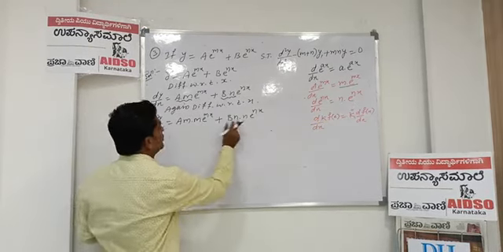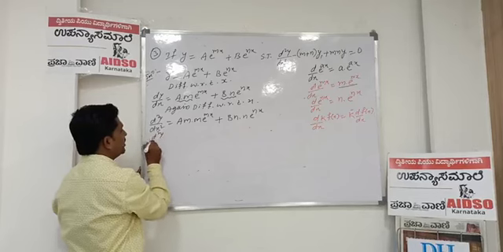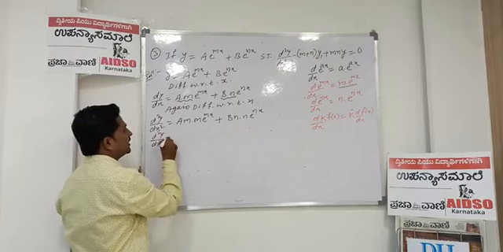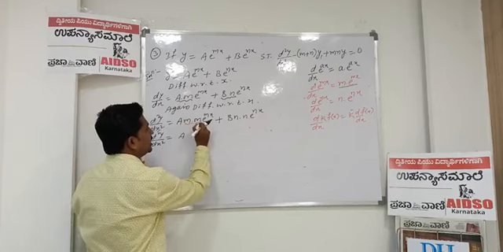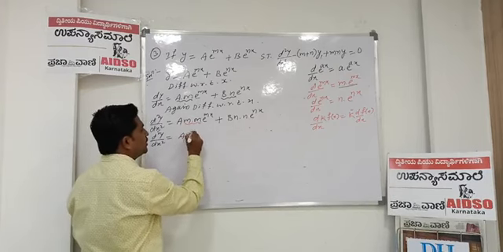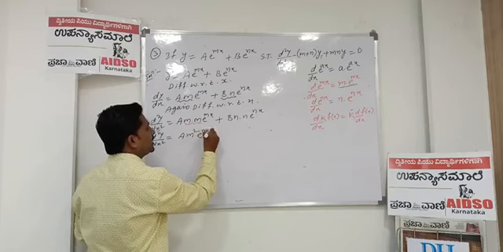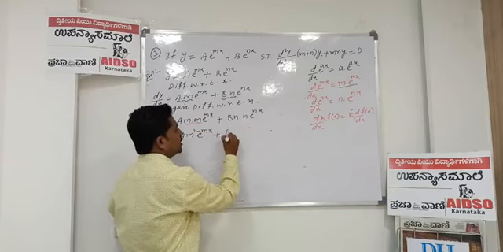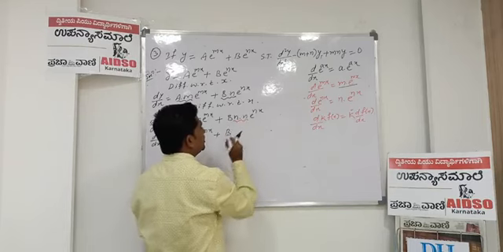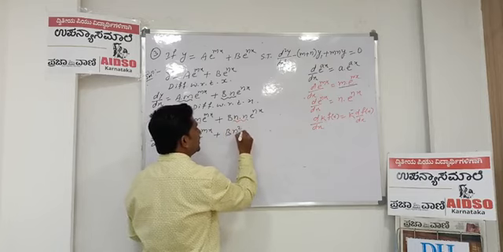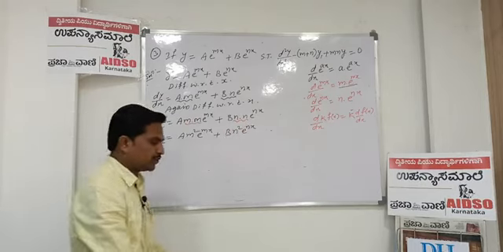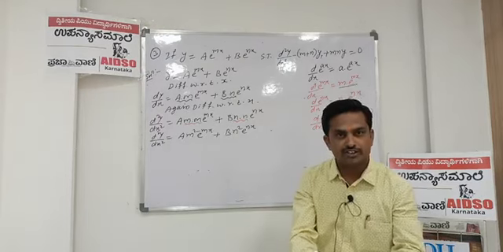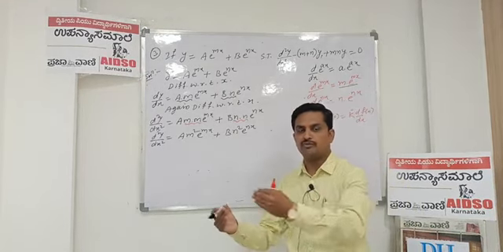Then on simplification, d square y by dx square is equals to a m into m, which is m square e to the power mx, plus b into n into n, which is n square into e to the power nx. So in order to solve this, these are the steps we have taken, as I suggested, for 5 marks.